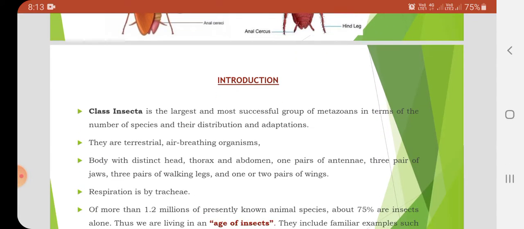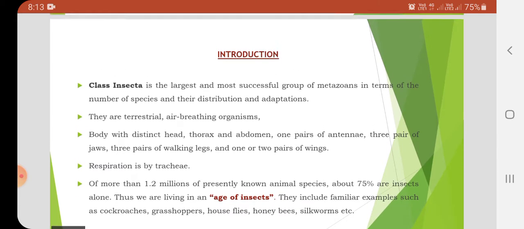Before going on to the external morphology of Periplaneta, we discuss the class Insecta. In phylum Arthropoda, the class Insecta is the largest and most successful group of metazoans in terms of number of species and their distributions and adaptations.